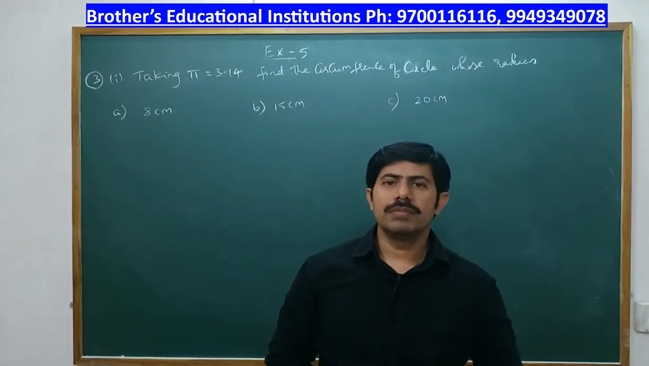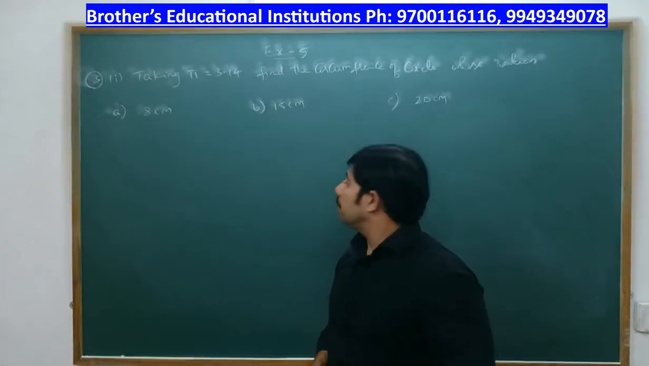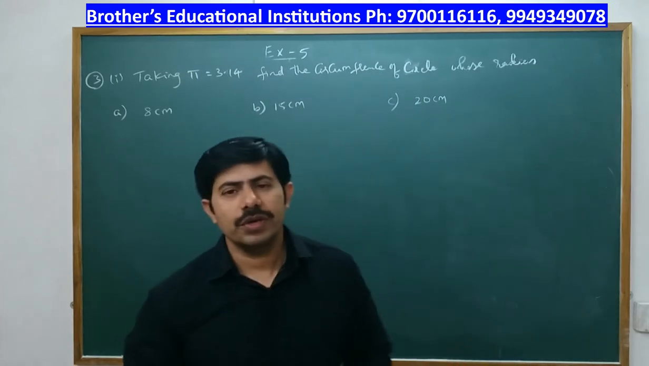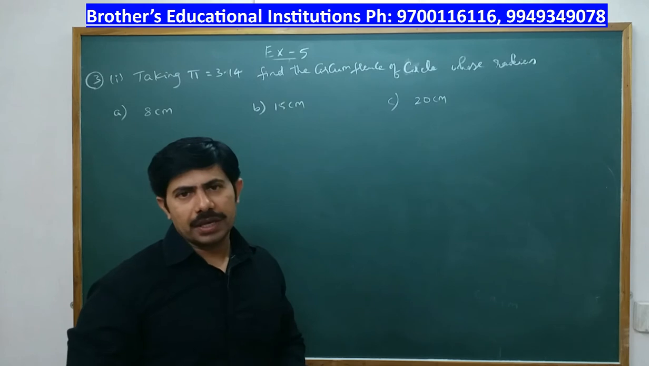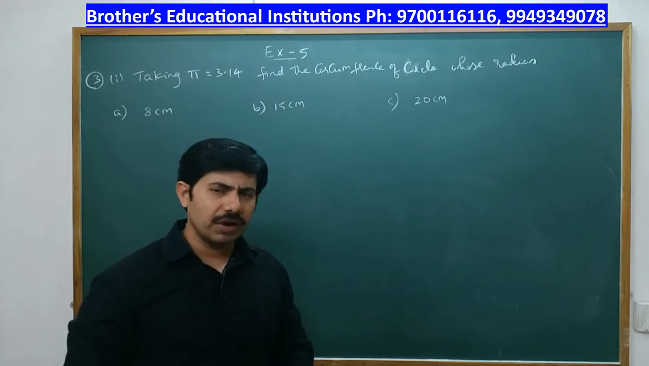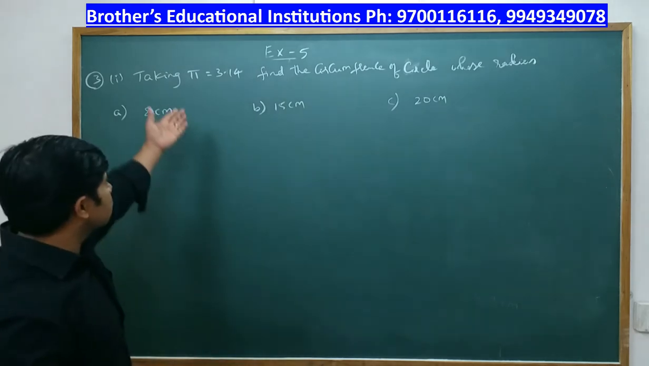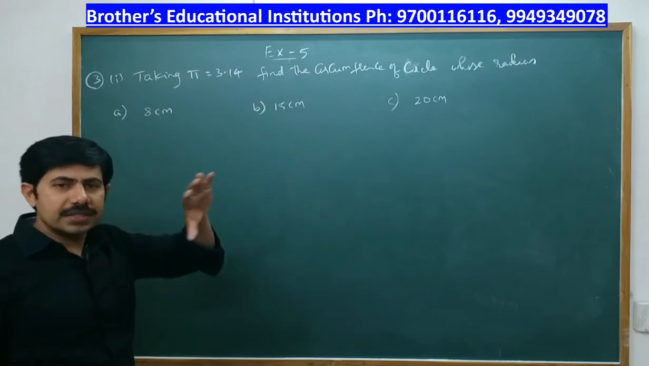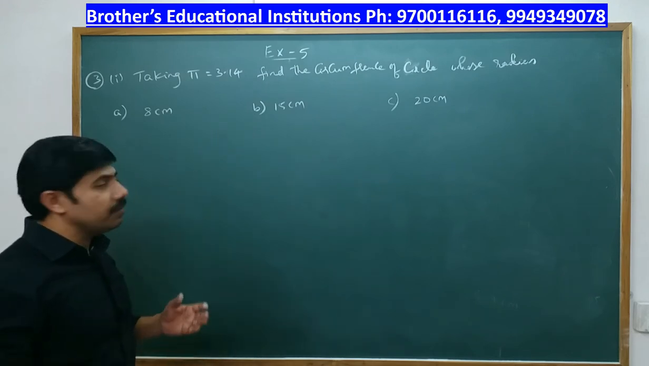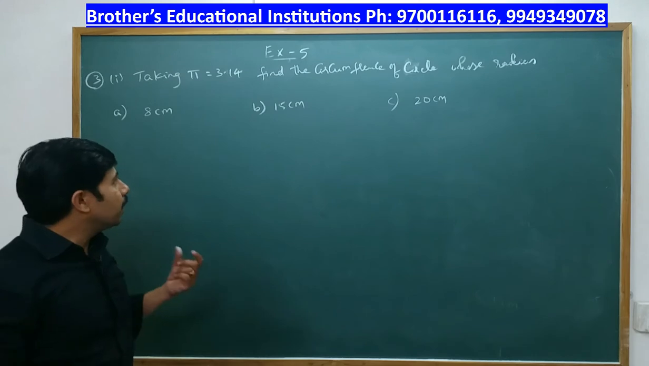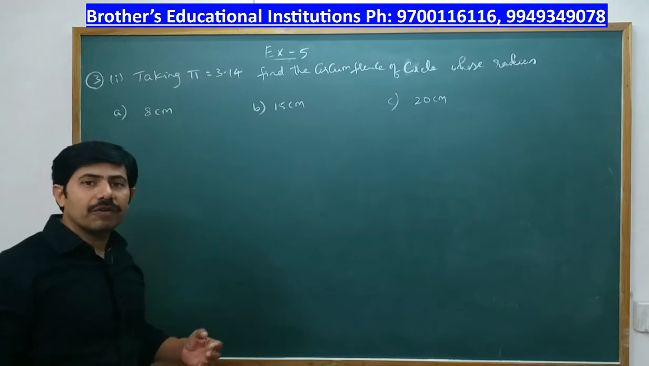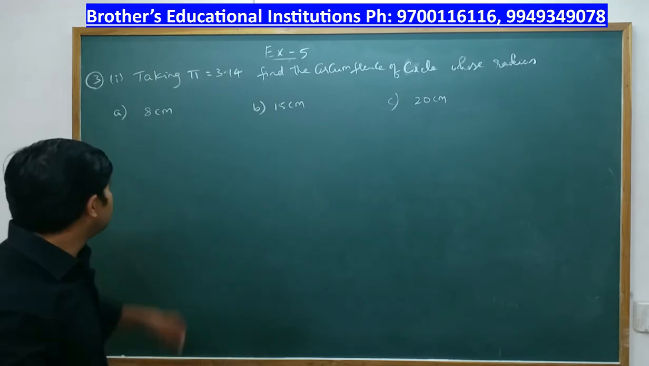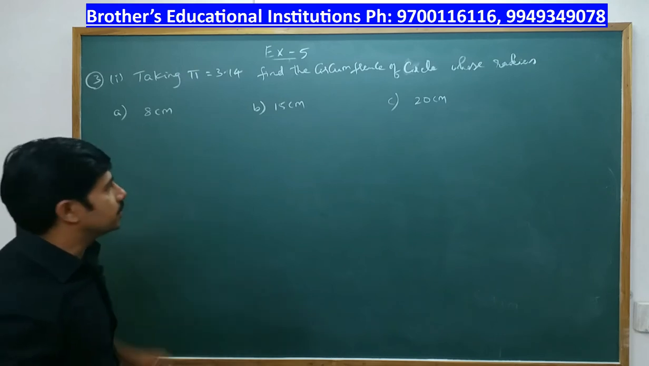Okay, next problem. See here, taking pi is equal to 3.14. Generally the constant value pi is 22 by 7. If you divide 22 by 7, it is approximately 3.14. So as in the problem he mentioned the value of pi, we need to take 3.14. By taking this 3.14, we will find out the circumference of a circle when radius is 8 centimeters.